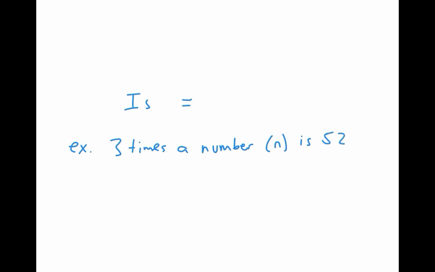One final thing that will help make some of the problems easier is this word is. If you know that the word is means equals, that's going to make some of the problems easier. So if you have a problem, something like 3 times a number, maybe I'll say that number's n, is 52. And if you wanted to write an equation for that, well, 3 times a number would be 3n. And then that is in there just means equals. And then you have your 52.